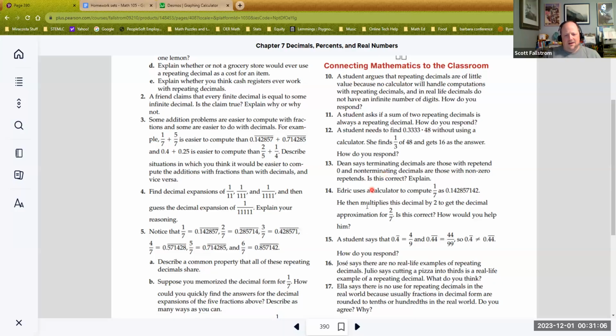Okay. And Edric used a calculator to compute 1/7 as this number. Awesome. Multiplies that decimal by 2 to get the decimal approximation for this one. What do you think? Does it work? Is this a valid approach by Edric?